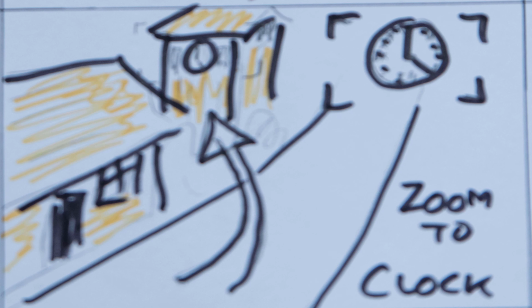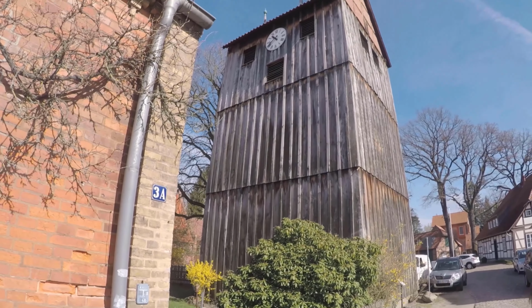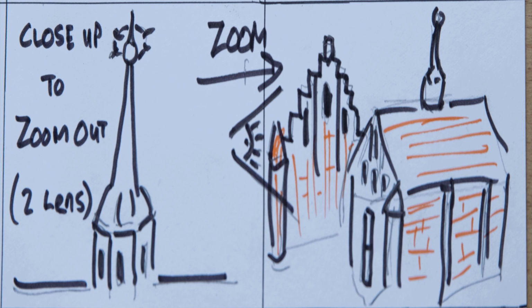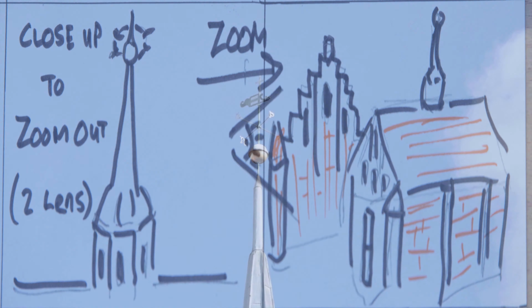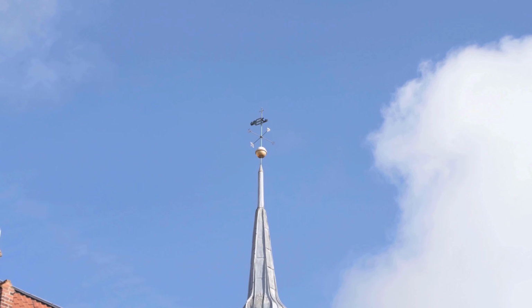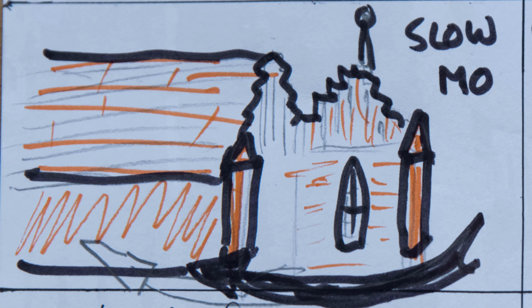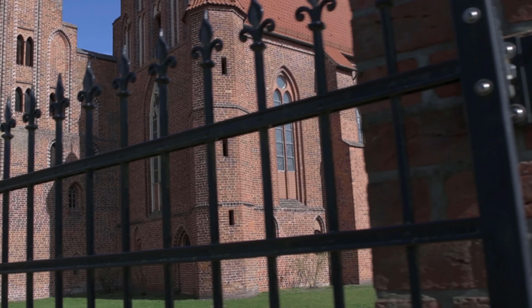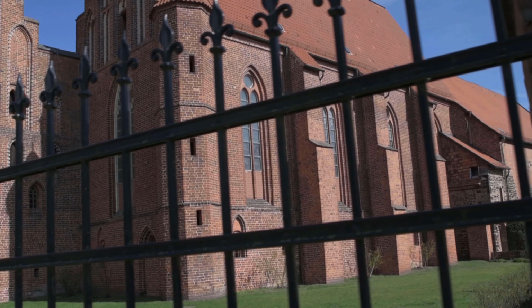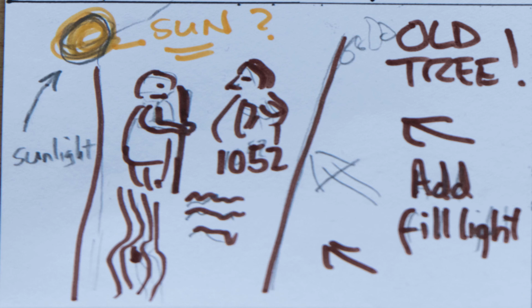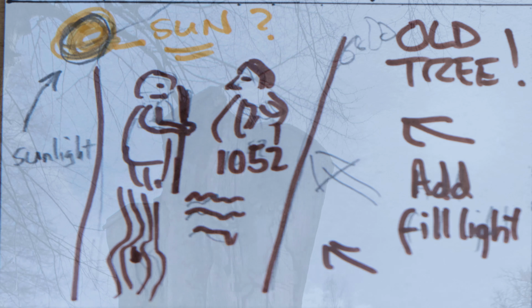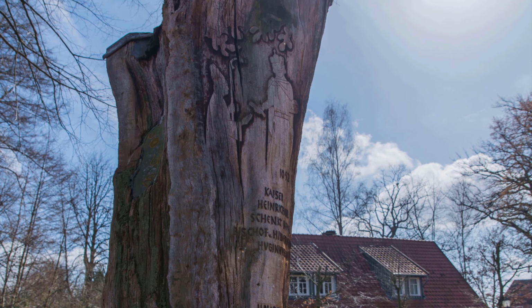A simple zoom to the clock face. A zoom out from the spire so you can actually see the whole monastery. These scenes are very popular, slow motion of the front of the building. A very old tree, I wanted sunlight in the background and it was perfect.